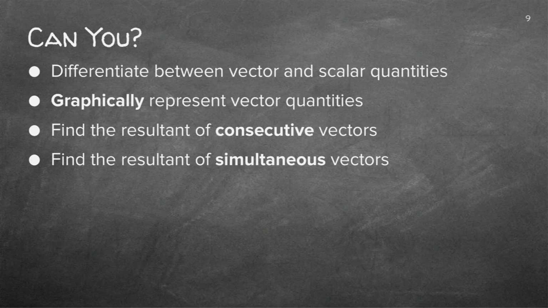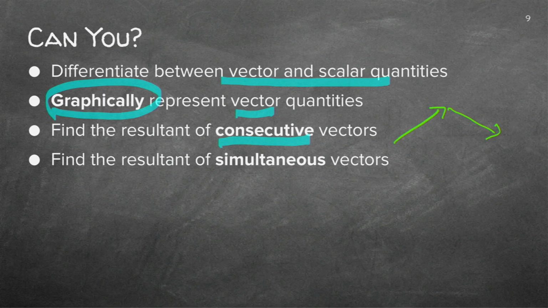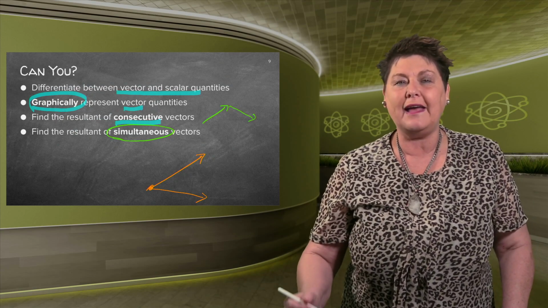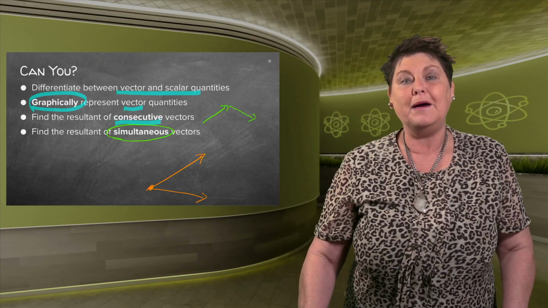Right, what did we do? We firstly differentiated between vectors and scalars. We graphically represented the vectors as either consecutive. Remember, they followed on each other. The one followed when the other one was finished. Or simultaneous. And what did we do with simultaneous? That was pulling that way, and this one is pulling this way at the same time. In the next lesson, we'll actually show you how to work out and calculate the resultant.